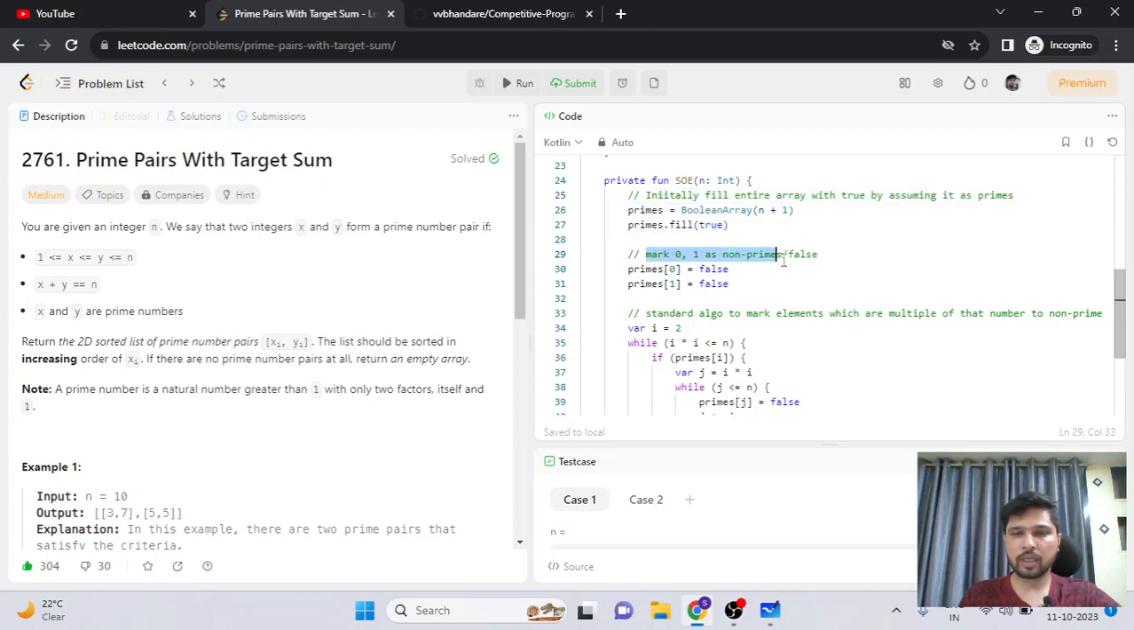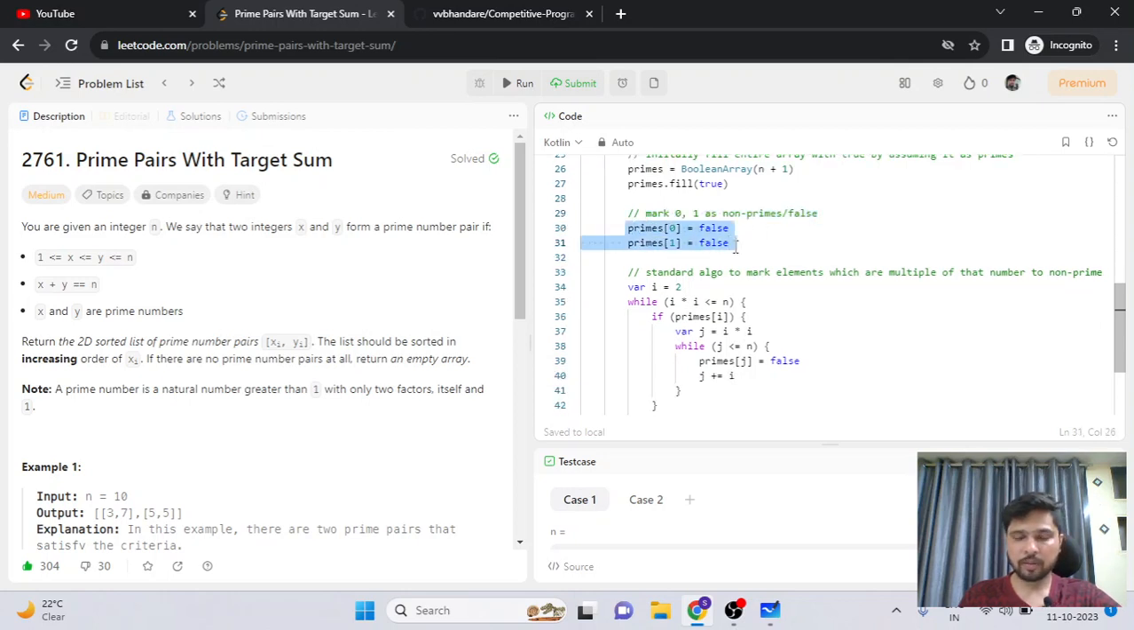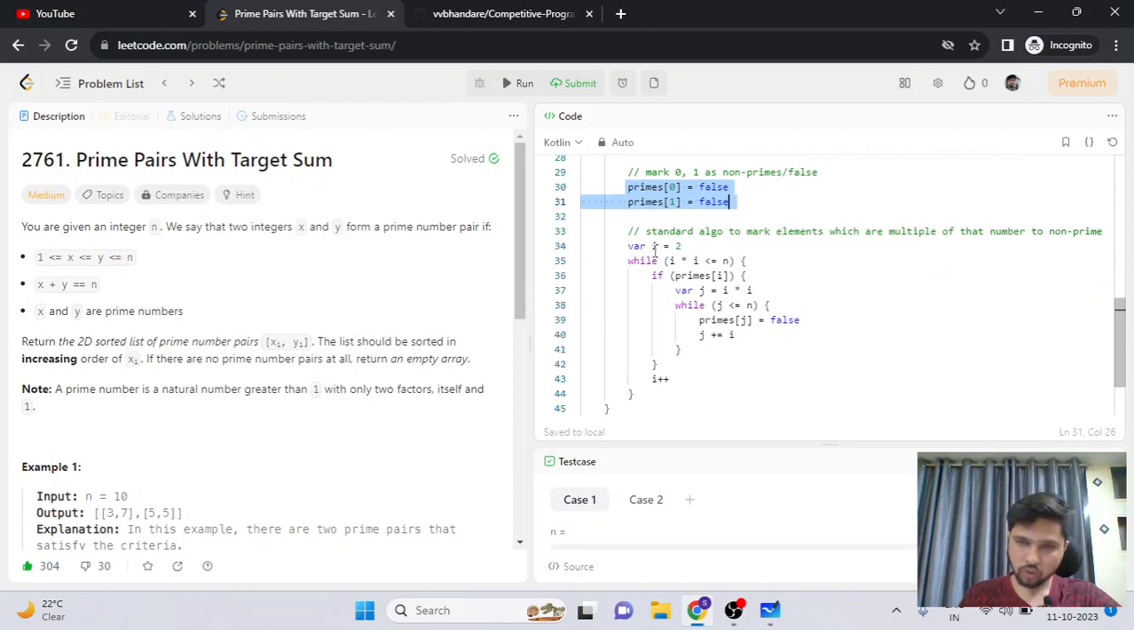Then we are marking 0 and 1 as non-prime, because those are non-prime numbers, so making them false. Then this is the standard algorithm. Whatever numbers are multiples of 2, for example, we mark them as non-prime, because 2 is a prime, and whatever is a multiple of it is divisible by 2, so of course not a prime. This thing we have to do till the end. This is the standard piece of the algorithm. What it simply does is, if the number is prime, then find out the multiples of it and mark them as non-prime.